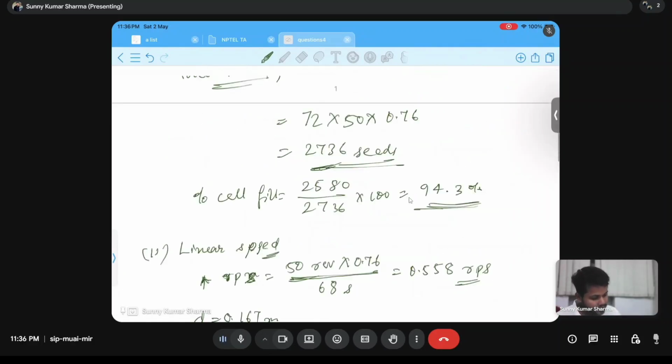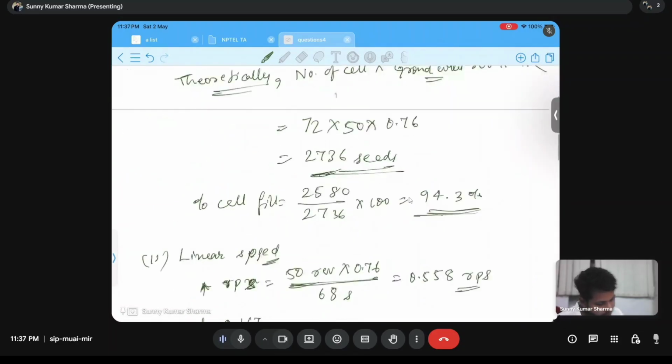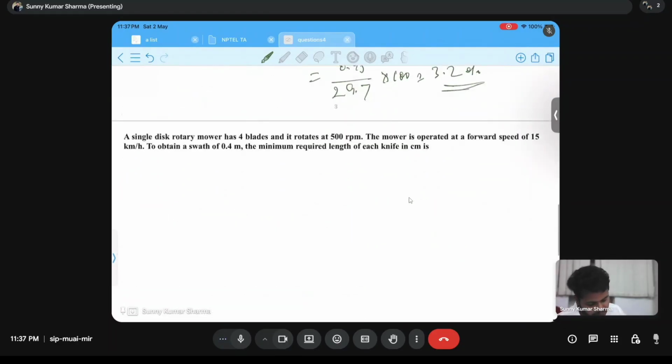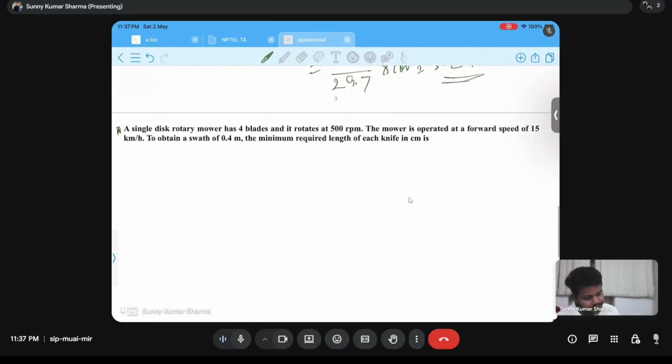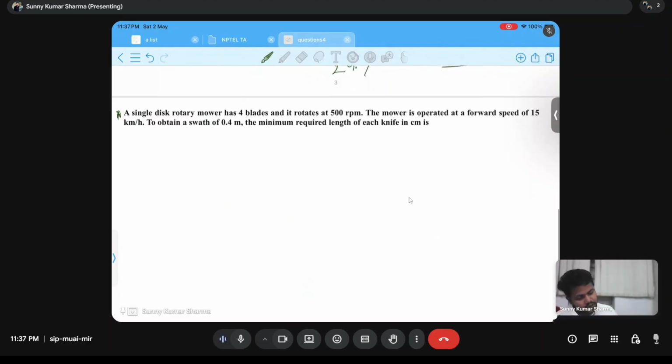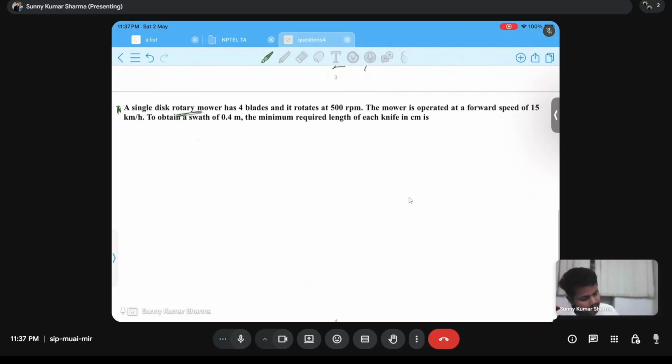So this was the question related to seed drill which we had left in the previous class. And the next question is again related to rotary mower. So in this question, a single disc rotary mower has 4 blades and it rotates at 500 rpm. The mower is operated at a forward speed of 15 km per hour. To obtain a swath of 0.4 meter, the minimum required length of each knife in centimeter is asked.